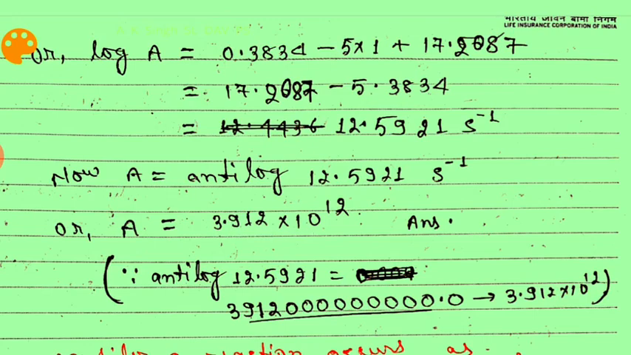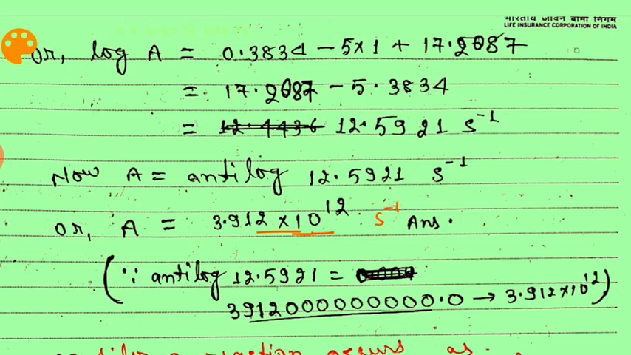Or A is equal to 3.912 into 10 to the power 12. Why? Because the antilog of 12.5921 will be equal to 3912000, means before the decimal the number of digits should be 13, and hence it can be written as 3.912 into 10 to the power 12. So the value of the pre-exponential factor is 3.912 into 10 to the power 12 second inverse.